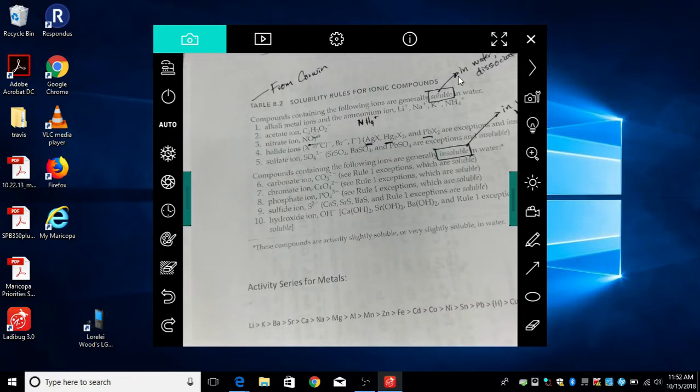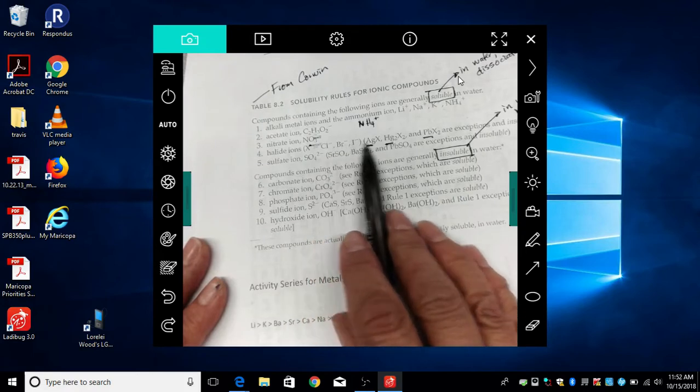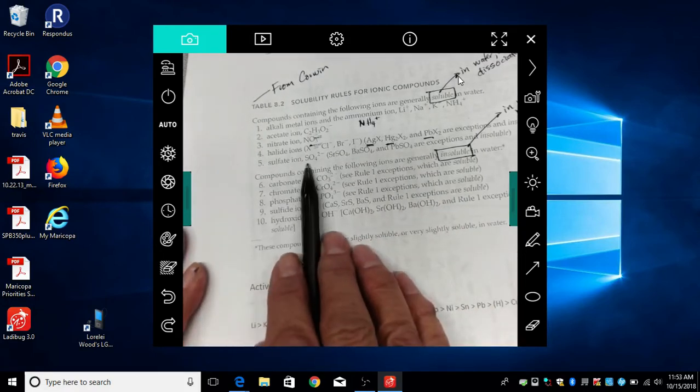So that's a good way to use chemistry to treat our water, and chlorinating and brominating water actually does that very nicely, chlorine and bromine, because they pull lead and mercury out of the water. And the last one is sulfate ion.